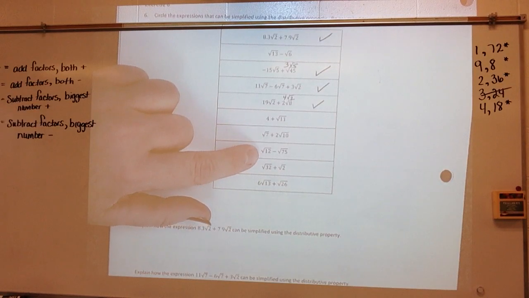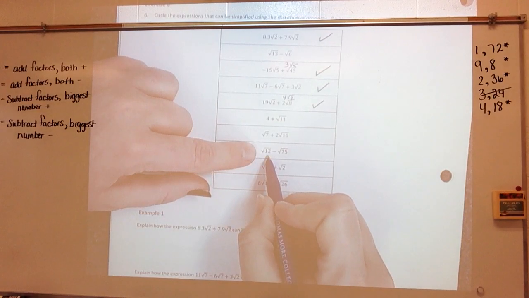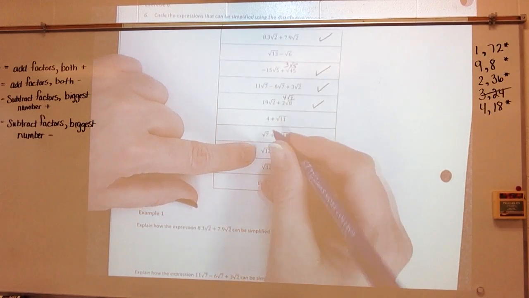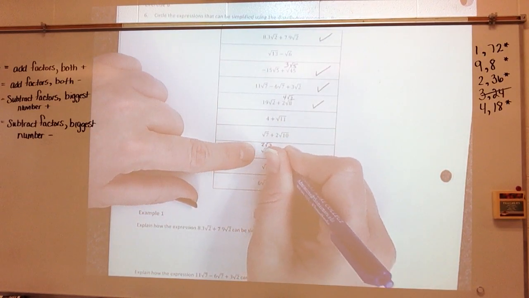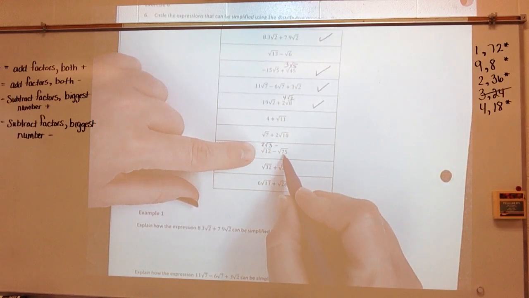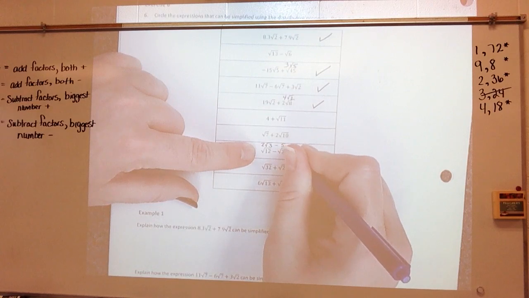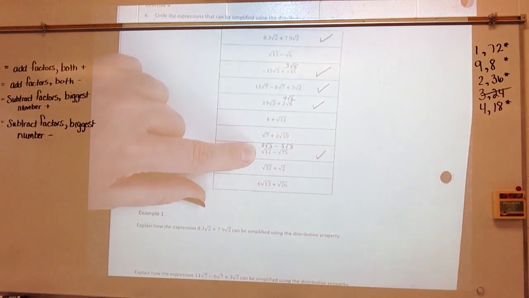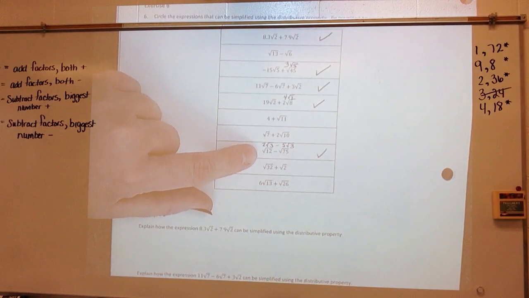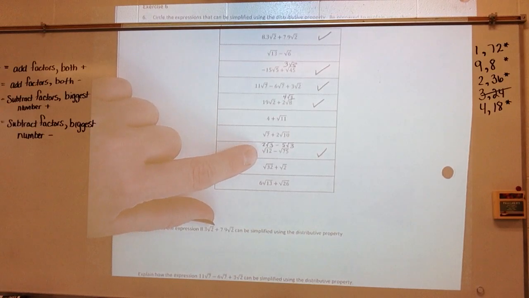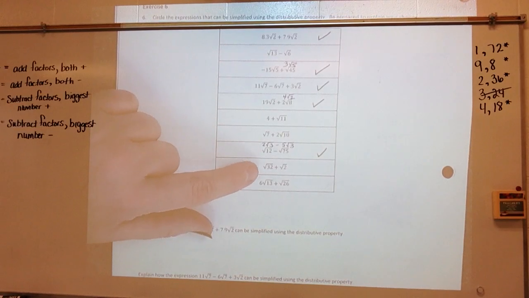Square root of 12 and the square root of 75, I can rewrite this. This would be the square root of 4 times 3, so 2 square root of 3 minus the square root of 75 is 5 square root of 3, because I can pull that out as 25 times 3. So I can use distributive property there.